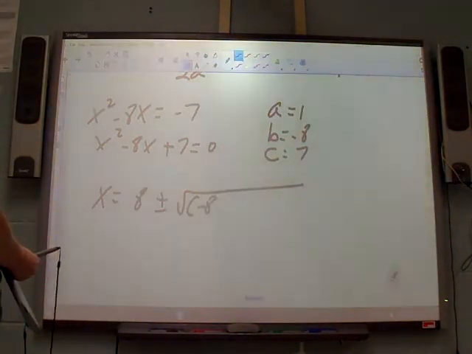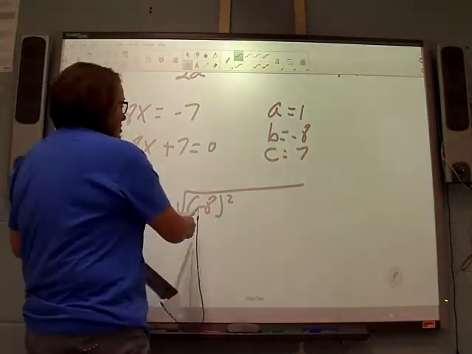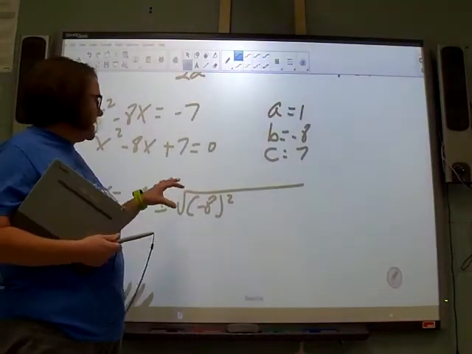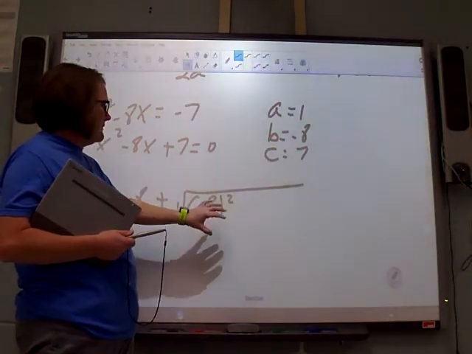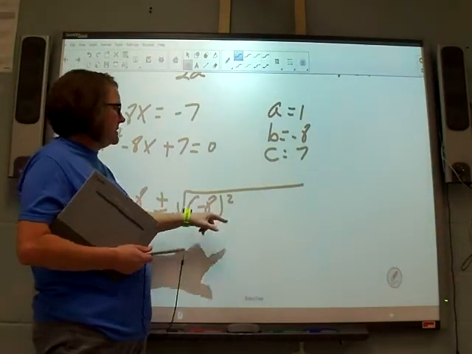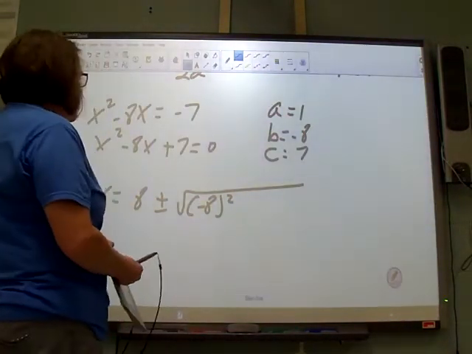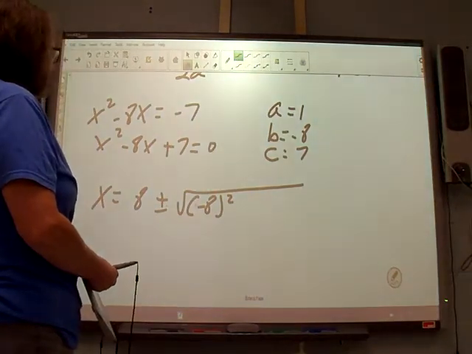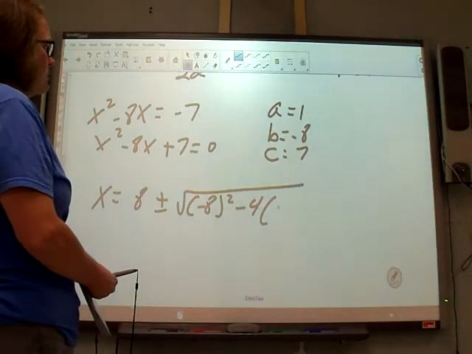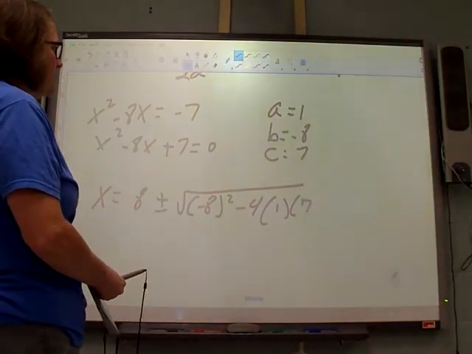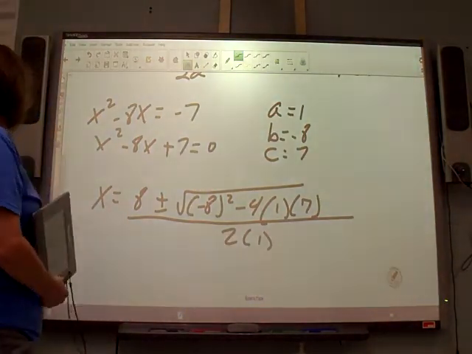Remember, when it's a negative, it always helps to put that in parentheses. On your graphing calculator, you have to, or you'll get that wrong, because you have to know that your answer here is going to be a positive. Anytime you square something, it's going to be positive. Negative 8 times negative 8 gets you a positive. But if you're counting on your calculator, you've got to put that in parentheses. So we have negative b plus or minus the square root of b squared minus 4 times our a, which is 1, times our c, which is 7, all over 2 times our a, which is 1.